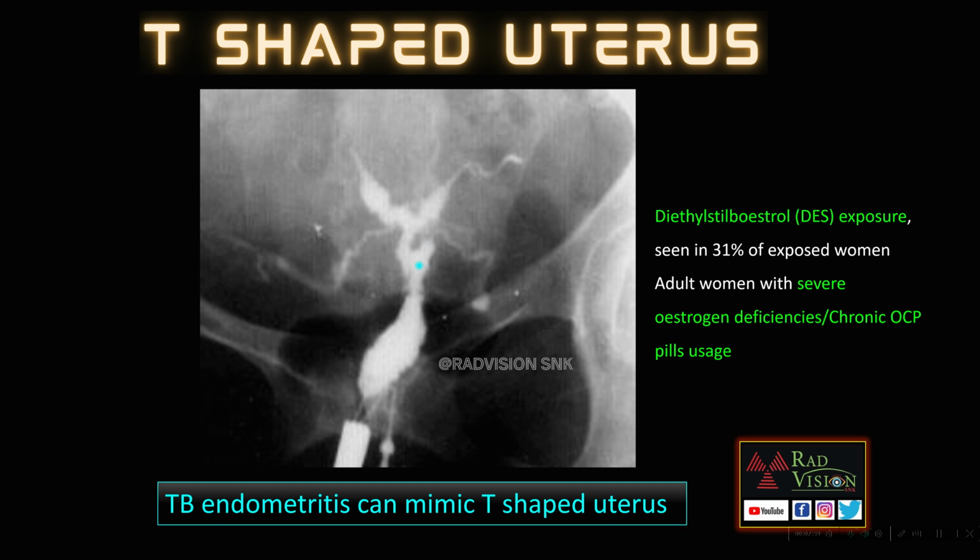The endometrial cavity is completely narrowed with irregularity, and it is even extending into the tubal surface. So this is a T-shaped uterus, classically seen in TB endometritis. Other causes can be diethylstilbestrol, severe estrogen deficiency, and chronic ... uses.